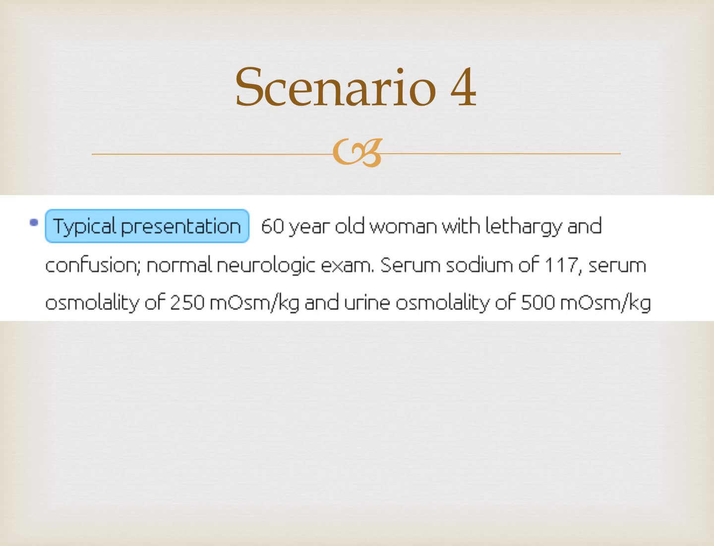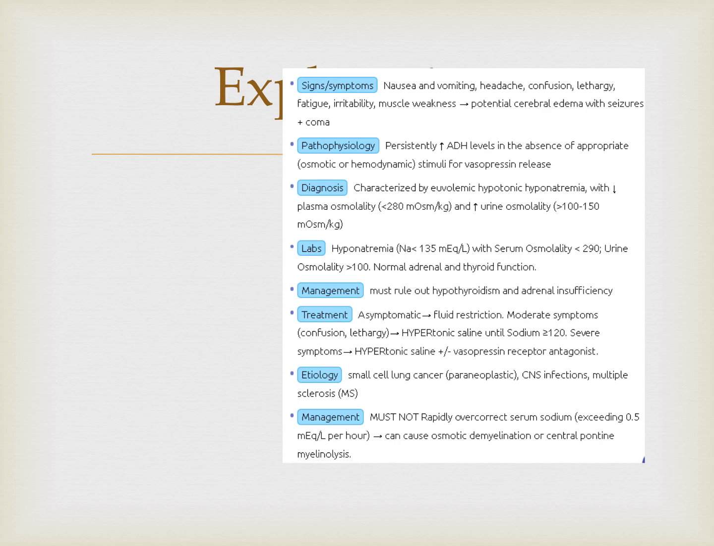A 60-year-old woman with lethargy and confusion, normal neurologic examination. Serum sodium is 117, serum osmolality is 250, urine osmolality is 500. What's going on in this patient? Nausea, vomiting, headache, confusion, lethargy. We talked about sodium abnormality. Sodium goes with seizure. Sodium goes with CNS abnormality. Persistently elevated ADH levels, SIADH, cause decreased plasma osmolality and increased urine osmolality. You have euvolemic hyponatremia and decreased serum osmolality, but the urine osmolality is actually increased.